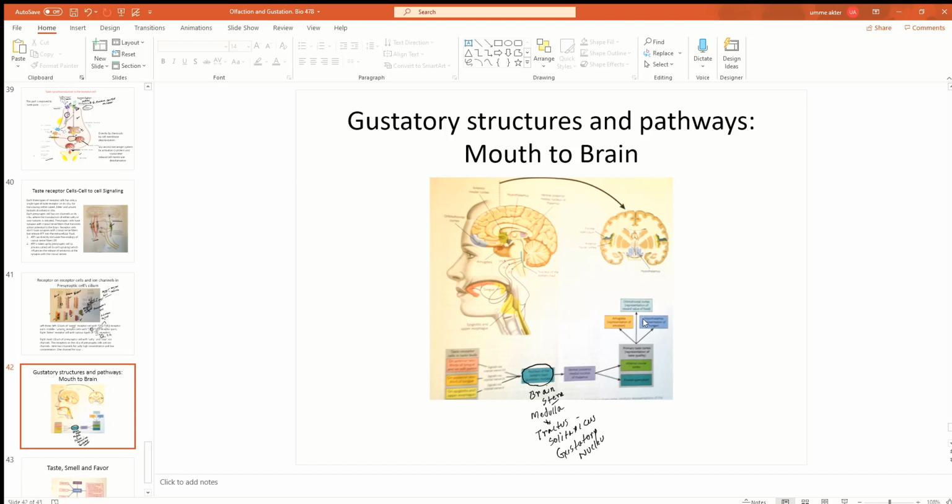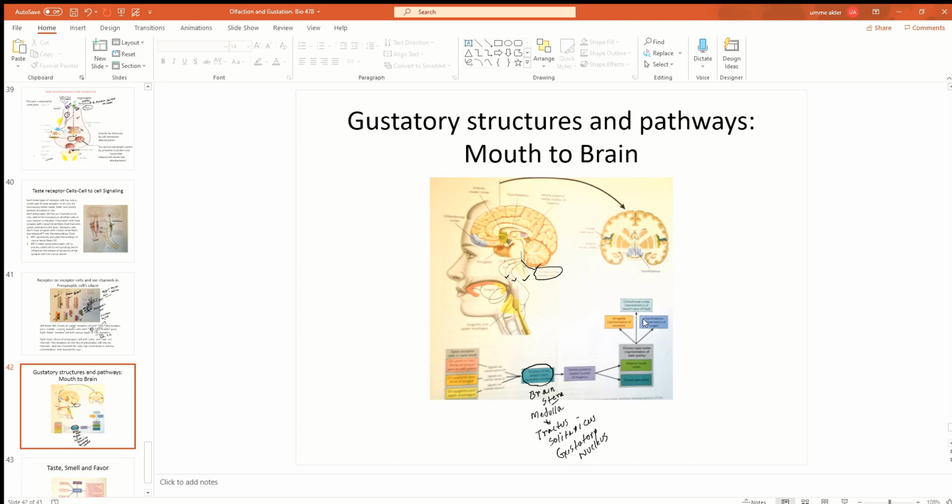Tractus solitarius, the nucleus of the solitary tract or solitary nucleus, is the gustatory nucleus in the medulla oblongata of the brainstem. It will receive the signal from the tongue. So this is the nucleus of the solitary tract here, and these are the cranial nerves.